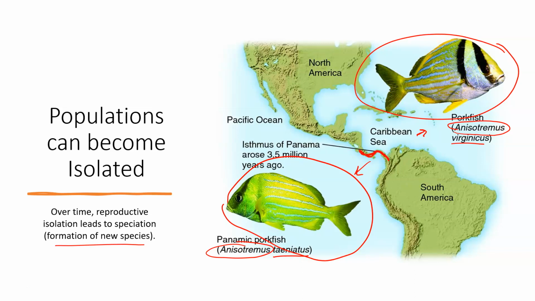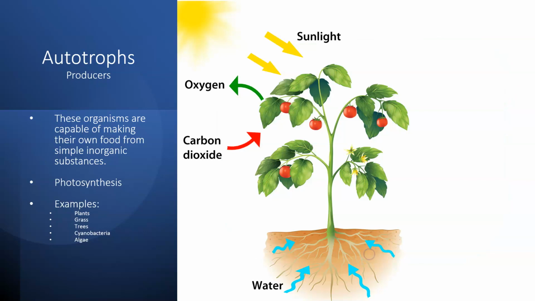Okay, and so now they look a little different, they behave differently, and they are completely members of different species. And so if we went in and opened up a channel and allowed these fish to mingle with each other, they might be able to reproduce successfully with each other, but they wouldn't because they have evolved separately for so long that they don't even recognize each other as members of the same species anymore. That's what it means to be reproductively or geographically isolated.